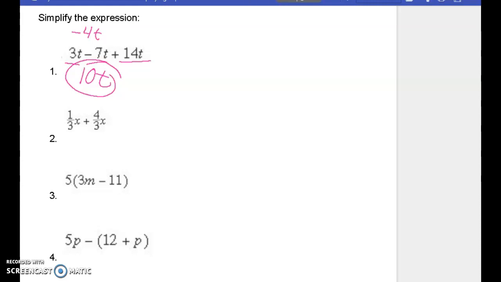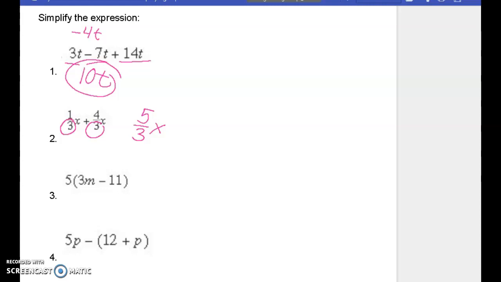Next one up. Now, you might be freaking out. Oh, Miss Huey, don't do this to us. Fractions. Okay, look at the fractions. They're both the same denominator. If they're the same, all you do is add up the numerators. So 1 plus 4 is 5. Keep the denominator, and it's 5/3 x.